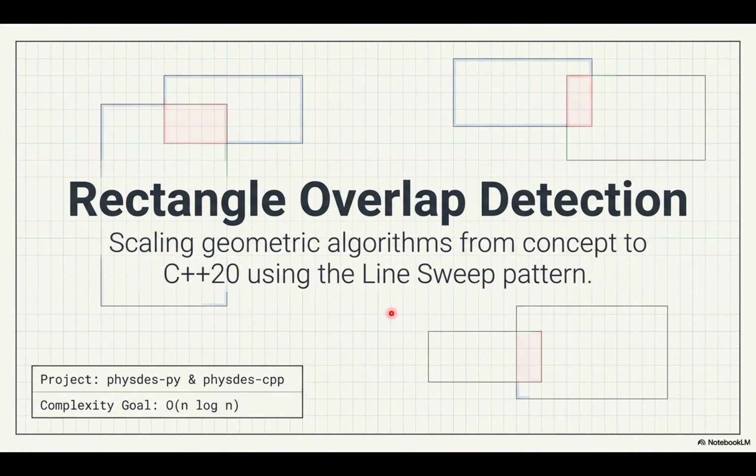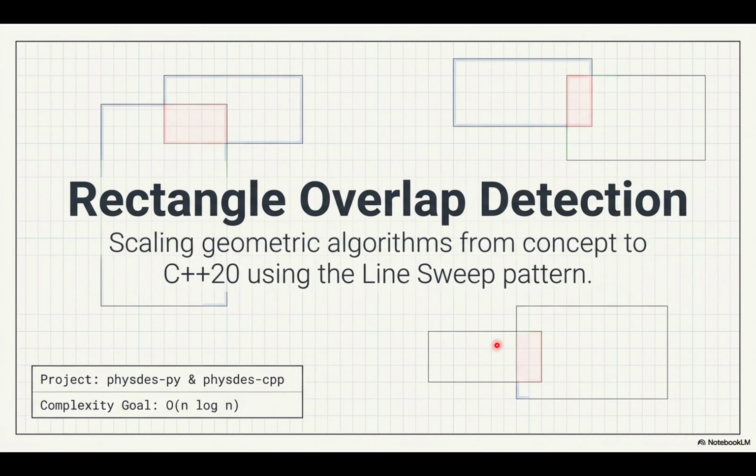Exactly. And today's mission is unpacking this really fascinating presentation on something called rectangle overlap detection. Right, which we're pulling from two specific slide decks today. One is called Efficient Rectangle Overlap Detection, and the other is just linesweep.pdf. And on the surface, figuring out if two boxes touch sounds like child's play, right?